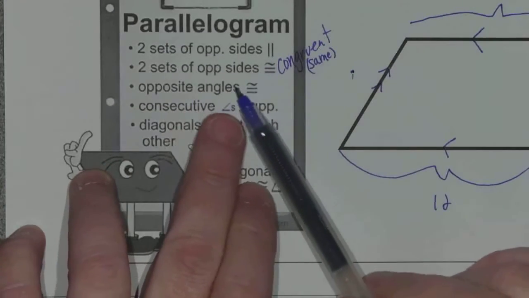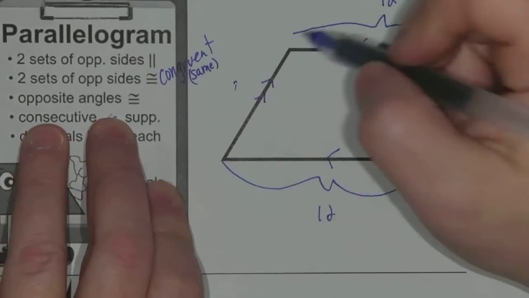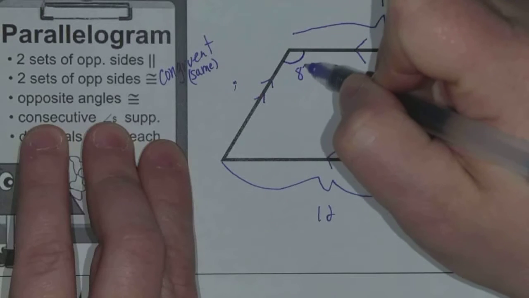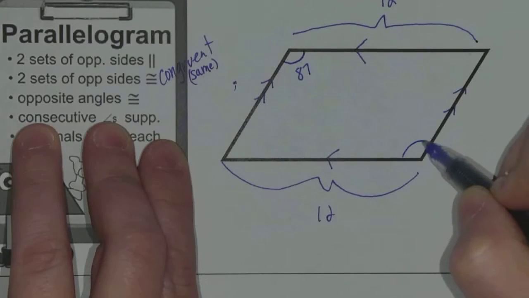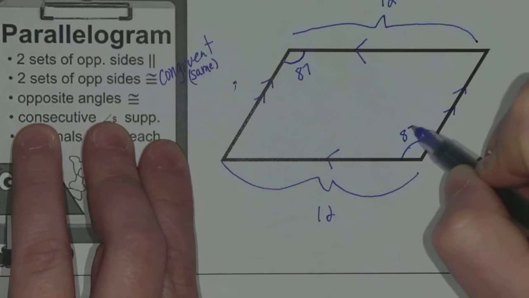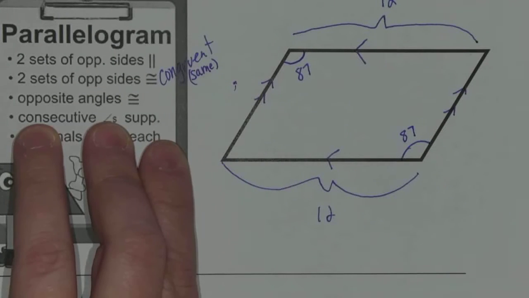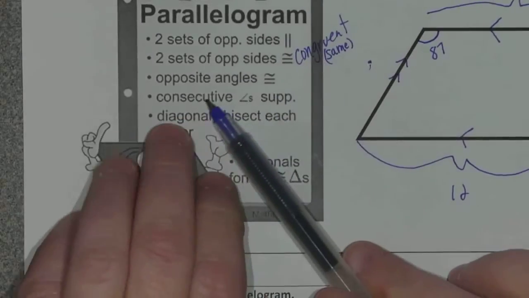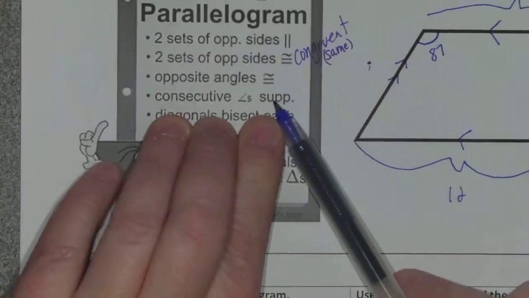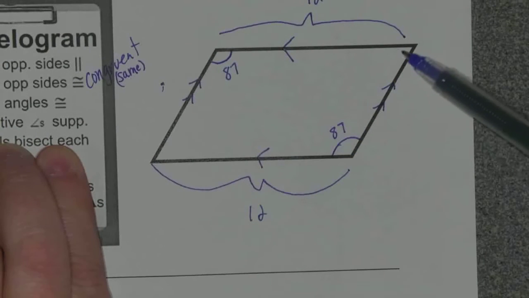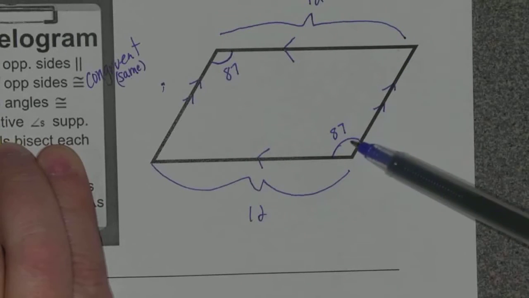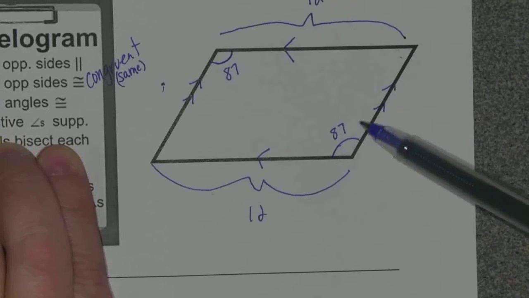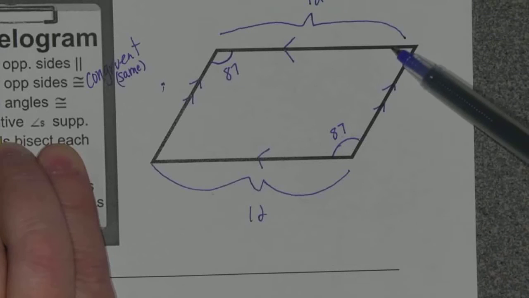It says opposite angles are congruent, which means if I know that this angle right here measures, say, 87, guess what this angle over here has to measure? 87, because the opposite angles are congruent, okay? Then here's the rule I was just talking about. Consecutive angles are supplementary. So inside a parallelogram, consecutive or interior angles are supplementary. They add to 180.